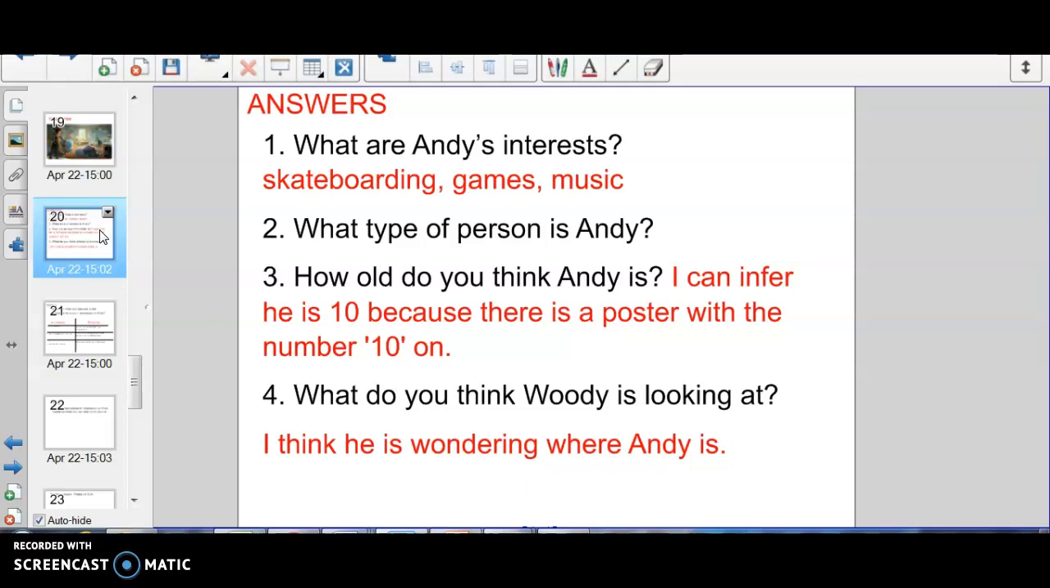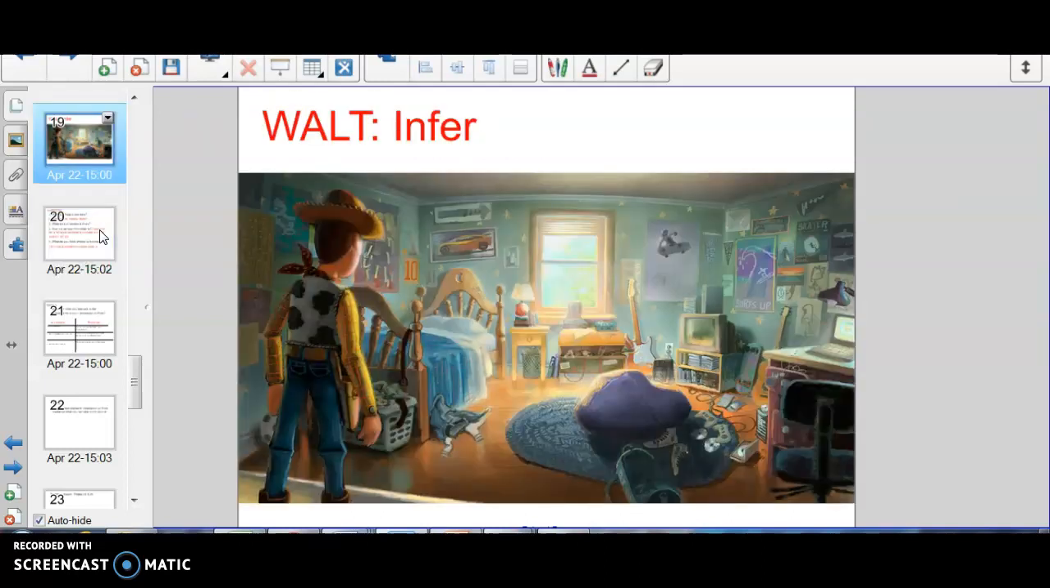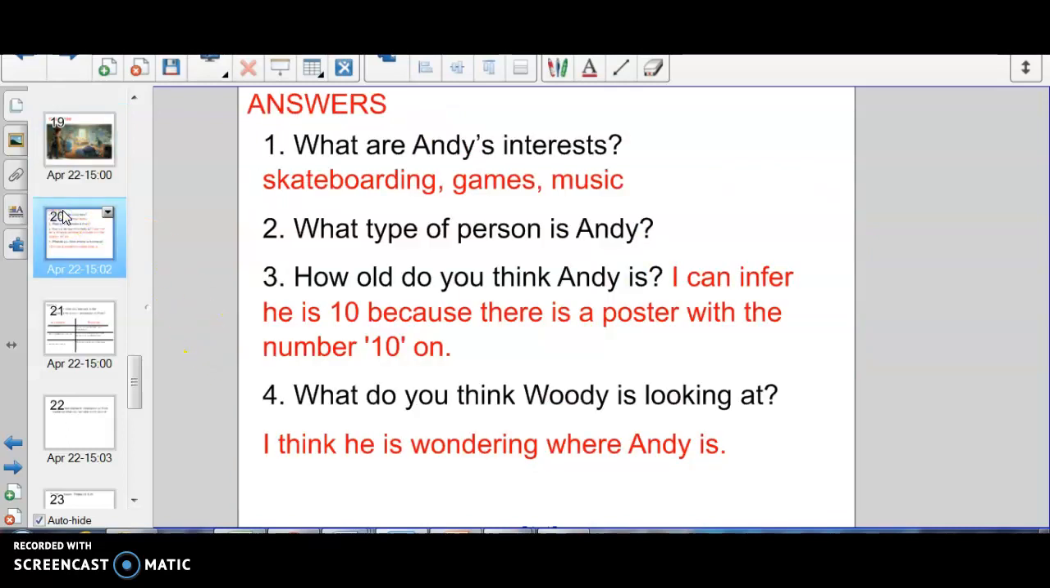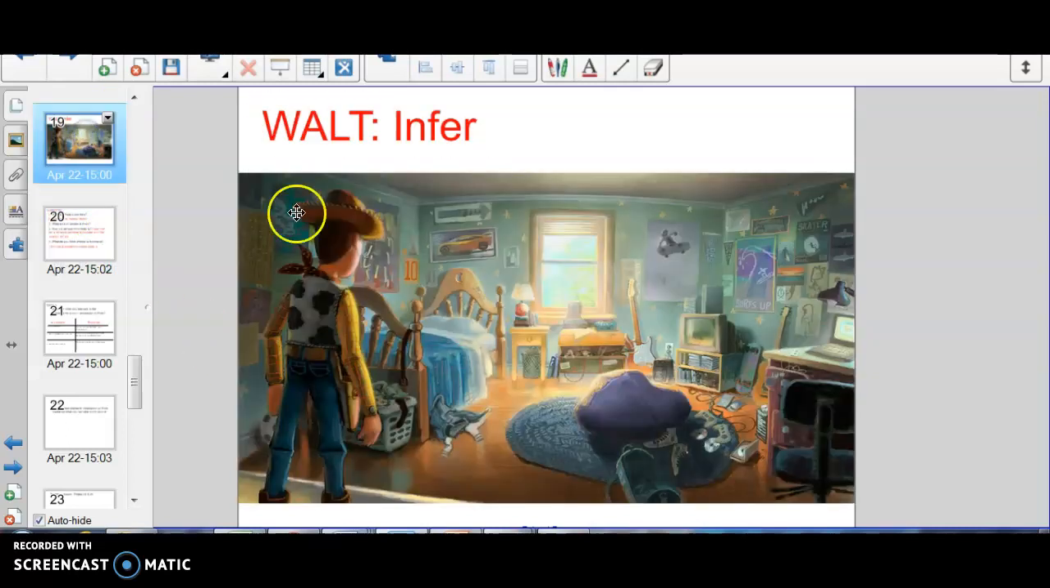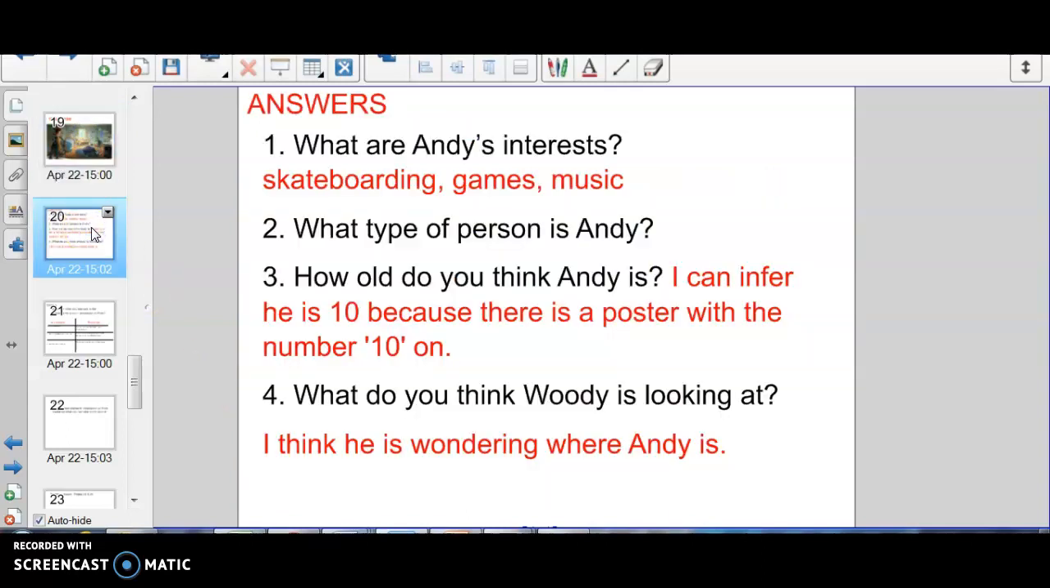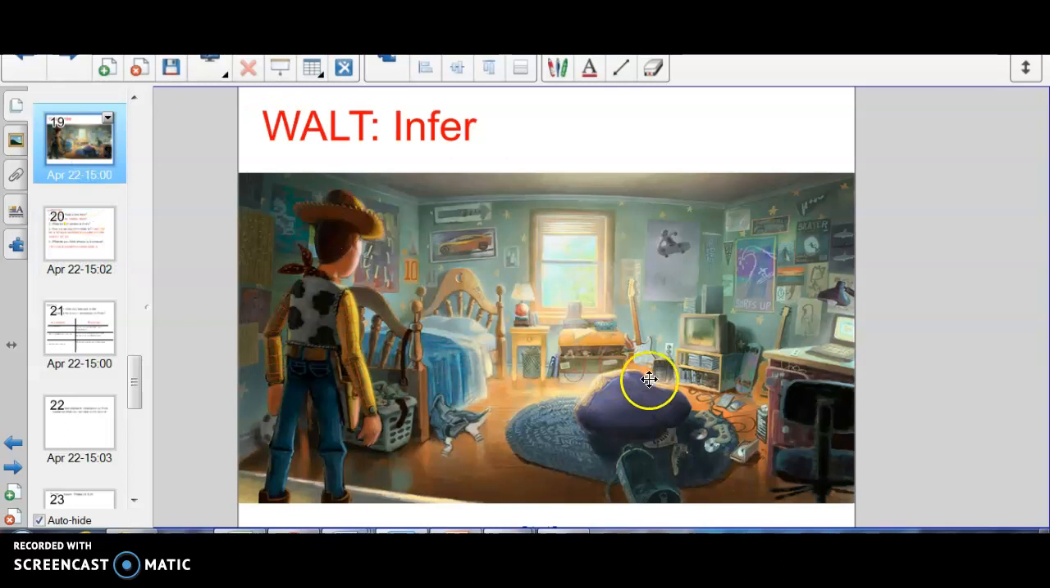So number one, what are Andy's interests? So from looking at the picture, you can see that he is interested in skateboarding. Why? Because he's got a skateboard here and a poster here. He is interested in games, so I'm thinking things like consoles, which you can see here, and of course music, because he's got guitars. These could be CDs, looks like a CD rack here.